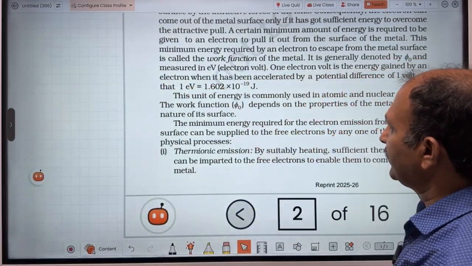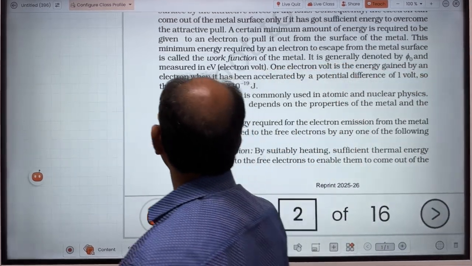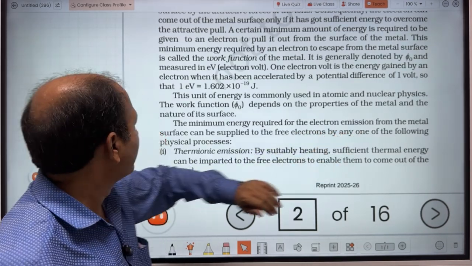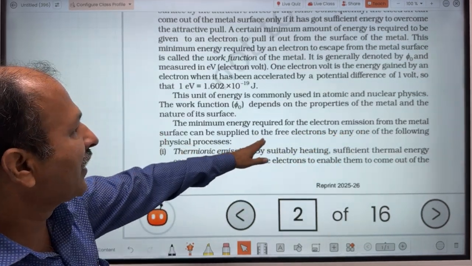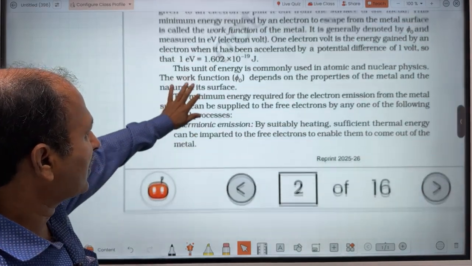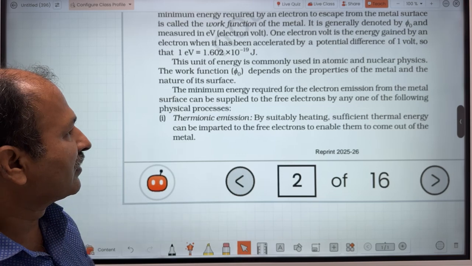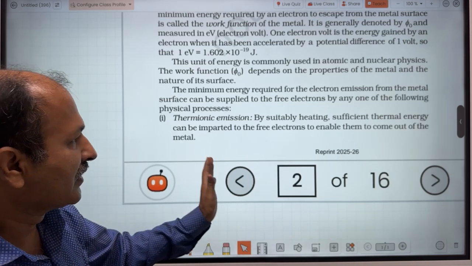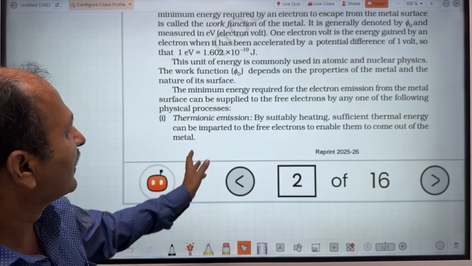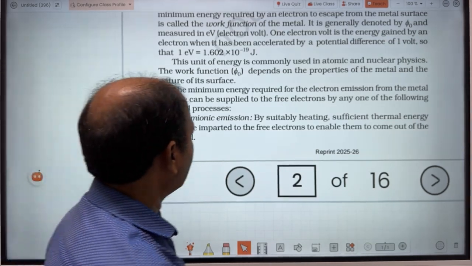The work function phi 0 depends on the properties of the metal and the nature of its surface. Minimum energy required for the electron emission from the metal surface can be supplied to the free electrons by any one of the following physical processes. So, we are going to see one by one. Number one, thermionic emission, meaning giving sufficient temperature. So when a material is heated sufficiently, then electrons gain energy and then they come out.